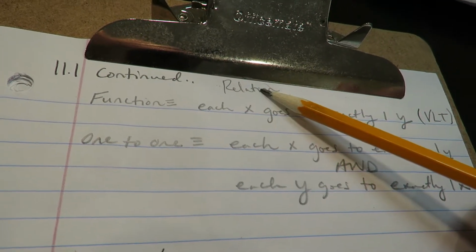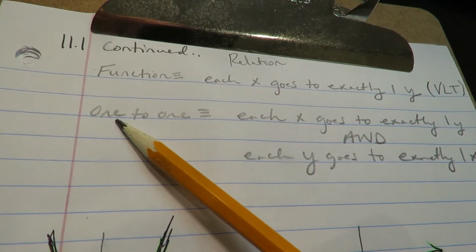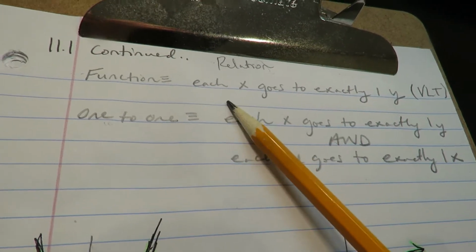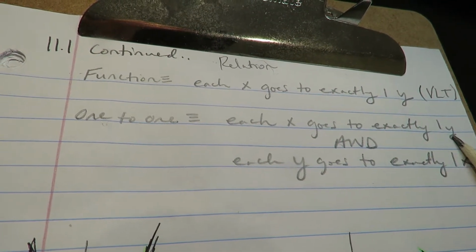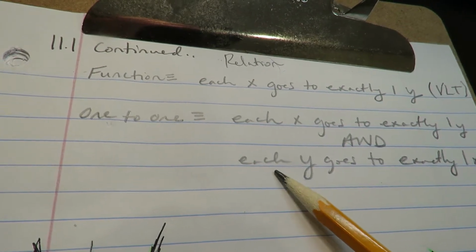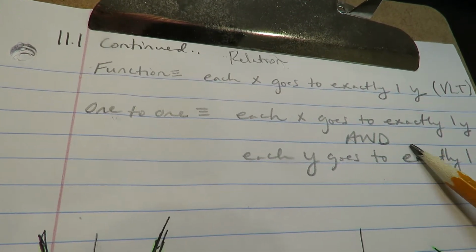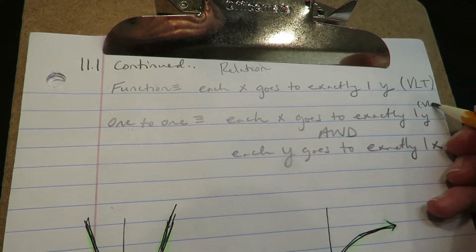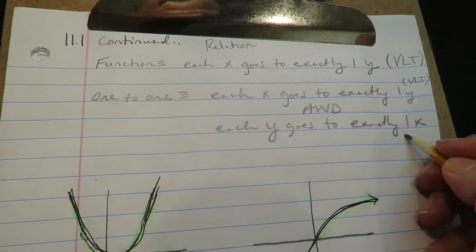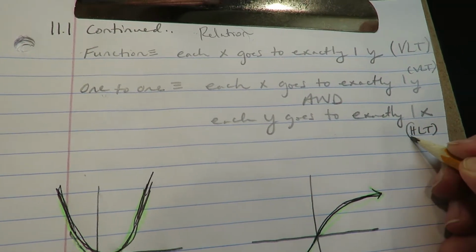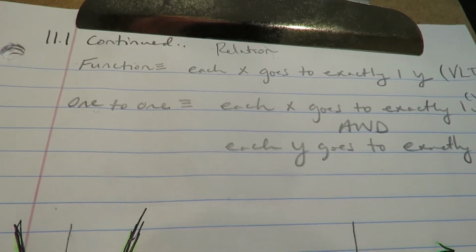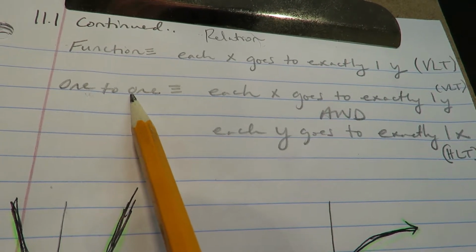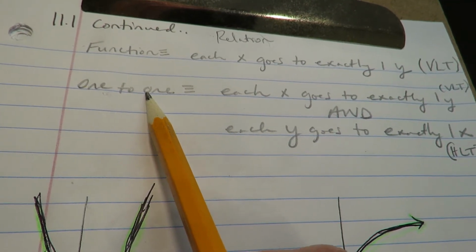Now, if the first floor is a relation, the second floor is a function, the third floor is what we call one-to-one. And that has to have the previous rule, which was each x goes to exactly 1 y. And it has an additional rule, which is each y goes to exactly 1 x. So graphically, not only does it have to pass the vertical line test, it's also going to have to pass the horizontal line test. And why I'm going over this detail with you is because one-to-one is the only type of function that has an inverse or an opposite.